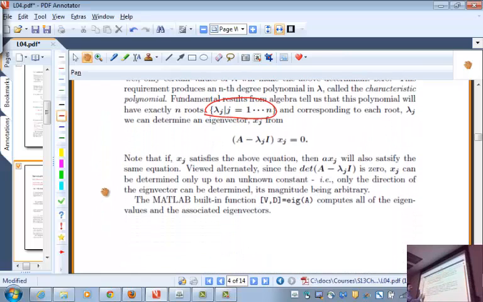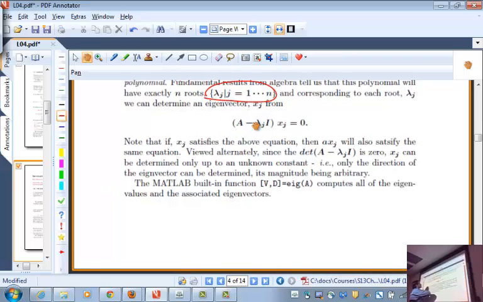Now, if something that I'm saying is not making sense, please do stop and ask. So that is the way to conceptually understand what eigenvectors are and what eigenvalues are: something that satisfies this equation.